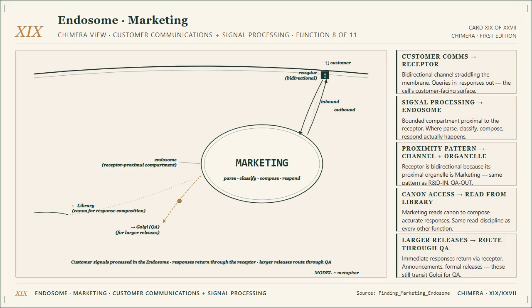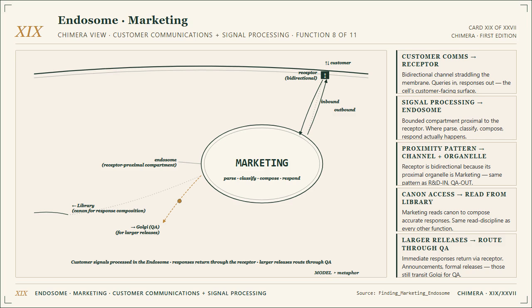Just inside the cell, proximal to the receptor, sits the endosome, marketing's bounded compartment. Centered on it, the function label marketing. This is where signals are processed, parsed, classified, composed, responded. The receptor is the channel. The endosome is the workspace. Same pattern as R&D's mitochondrion proximal to its input, or QA's Golgi proximal to its release channel. Every channel-owning function has an organelle for the channel to be proximal to.